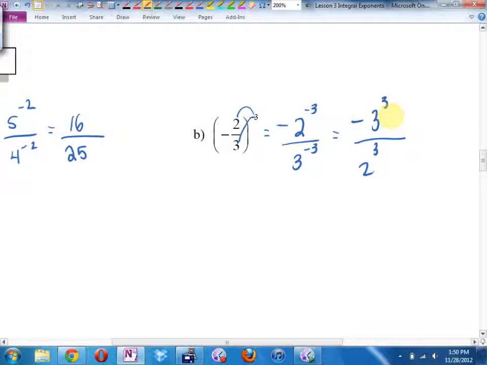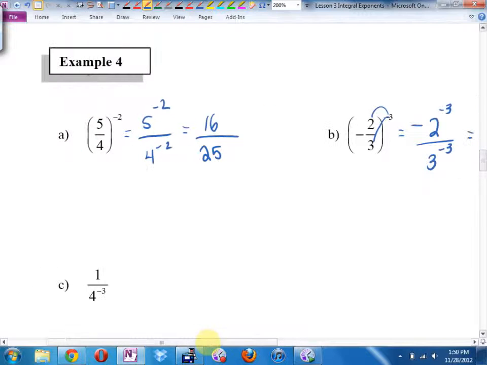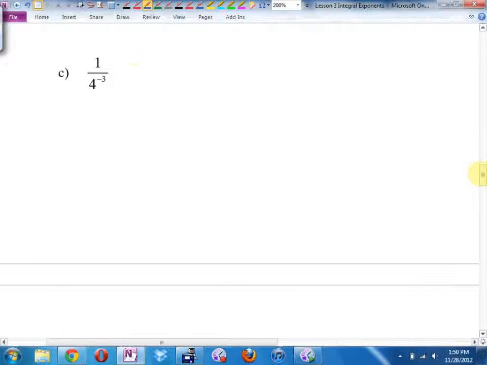Would I leave my final answer like this? Negative 27 over 8. C.